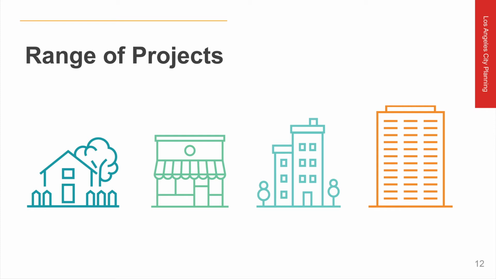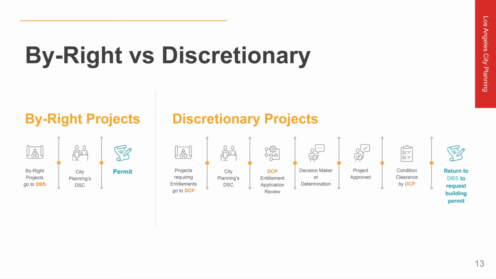And just as the range of projects can vary, so do the applicants, who might be home or business owners, nonprofits, or market rate developers. All of these applicants are constituents who we assist through the land use process. The distinction between a by right and a discretionary project is important to grasp. To help explain, we put together this graphic to walk you through the different processes for the 2 types of projects and the major step they involve.